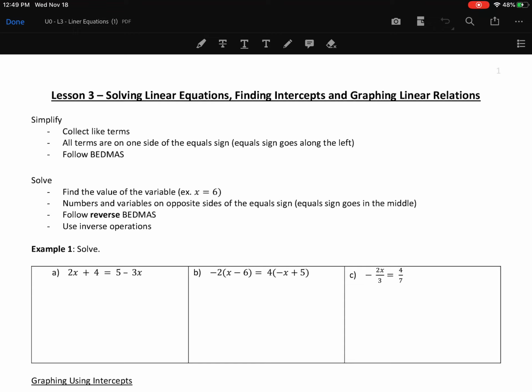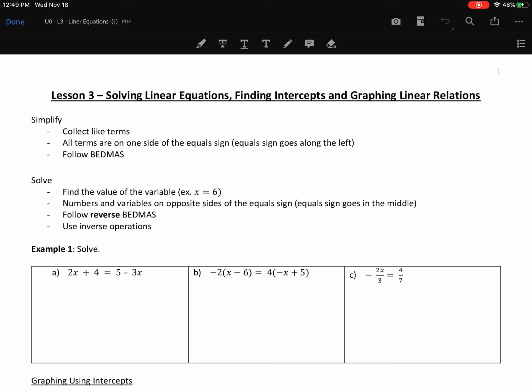Now, simplify means you either have to collect like terms, all the terms are on one side of the equal sign, and that you're following BEDMAS while you're doing it. All right, so in our previous lesson, we did a lot of simplifying. We were just collecting like terms, and then we would stop. That's what simplifying means. You're cleaning up the expression to have it in its simplest form.